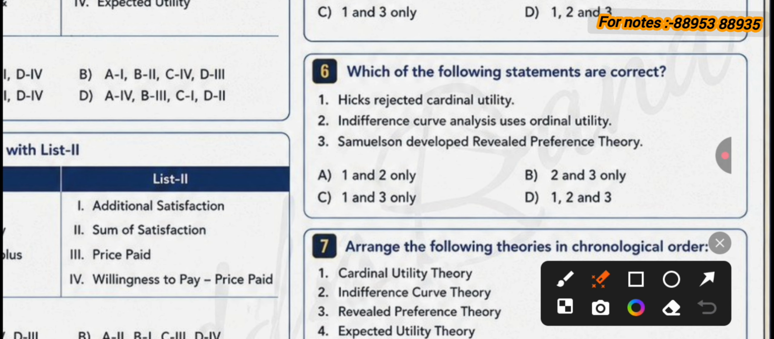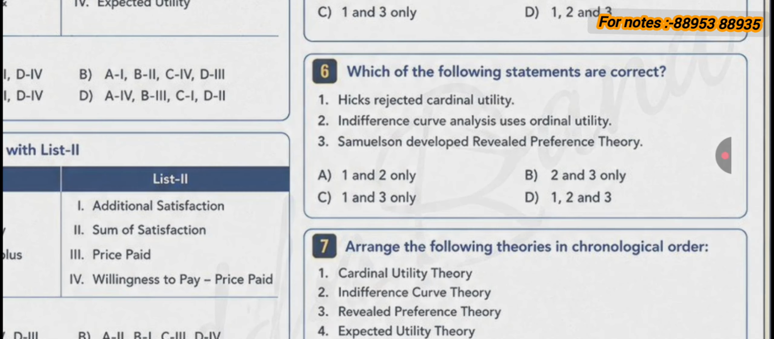All are correct. As you all know, Hicks rejected cardinal utility. That means Hicks argued against and rejected cardinal utility. And indifference curve analysis uses ordinal utility, which is rank based. And Samuelson developed revealed preference theory. That means all are correct. Okay, now move to the next questions. Question number 7.